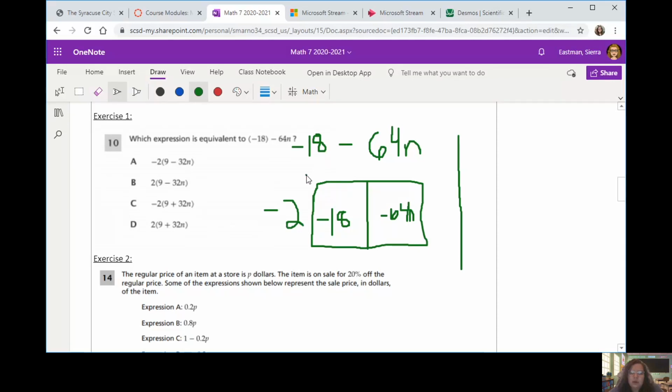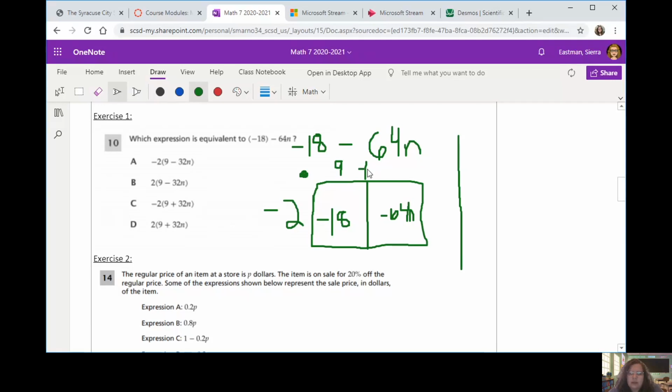-2 needs a +9 to make 18. Okay, remember we're working backwards. So once we start using that -2, we're finding the value that we need to multiply to get that inside number.